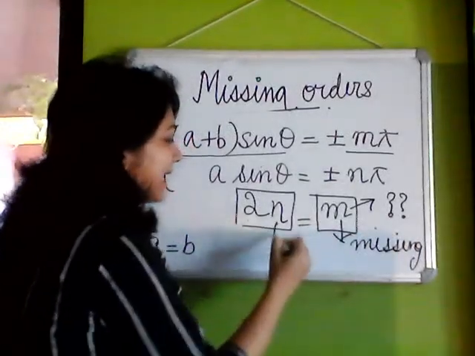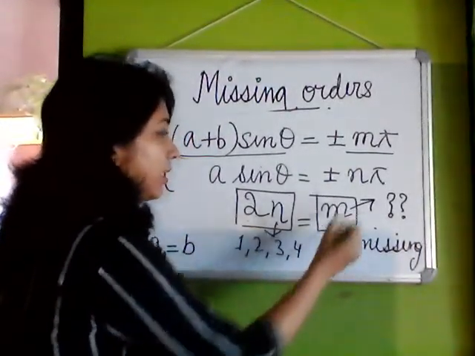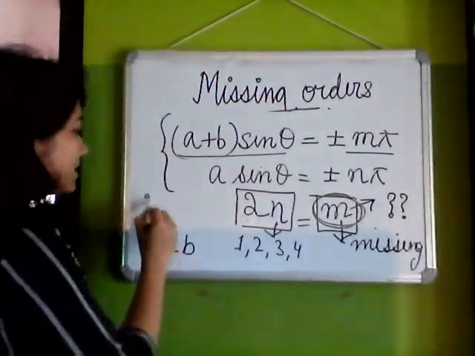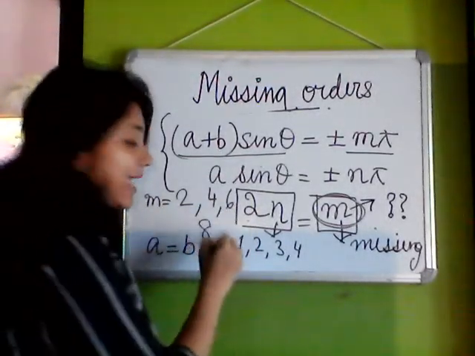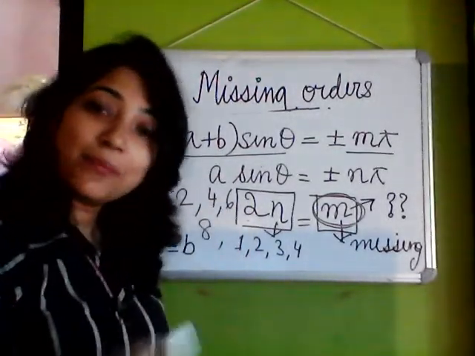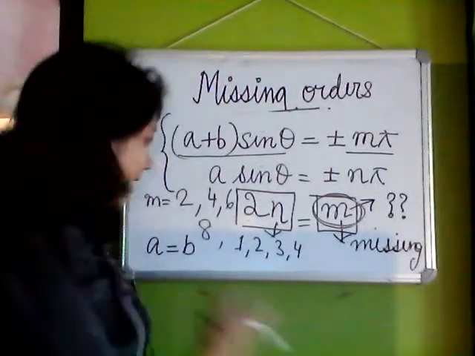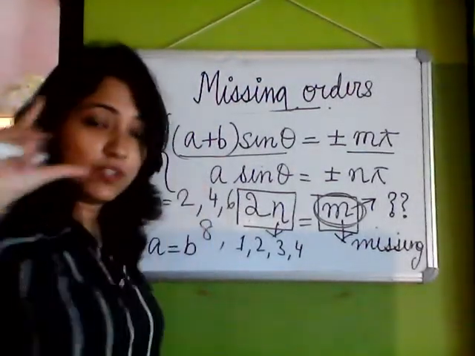And since n can take up values from 1, 2, 3, 4, what are the values of m which are missing? m is equal to 2, 4, 6, 8. All these numbers will be missing, right? So this is the situation where I have taken the slit width equal to the slit separation.